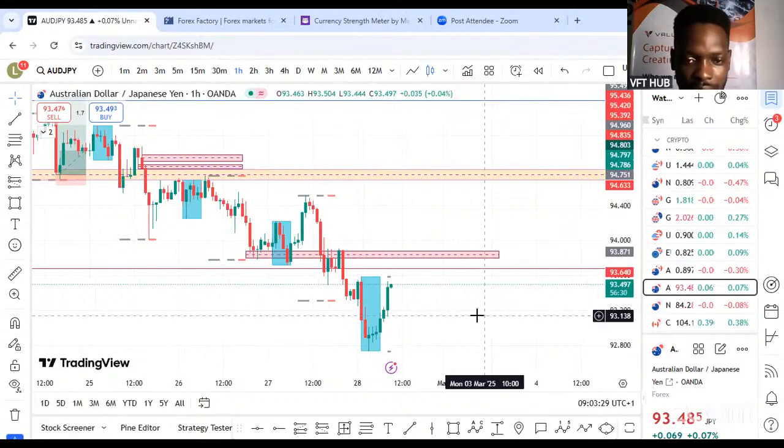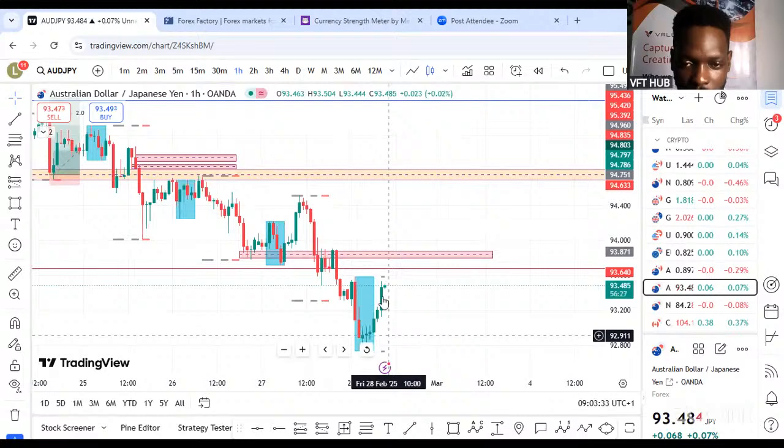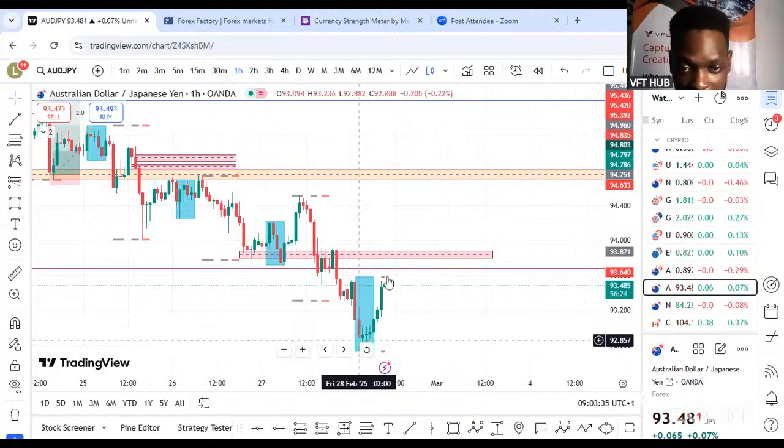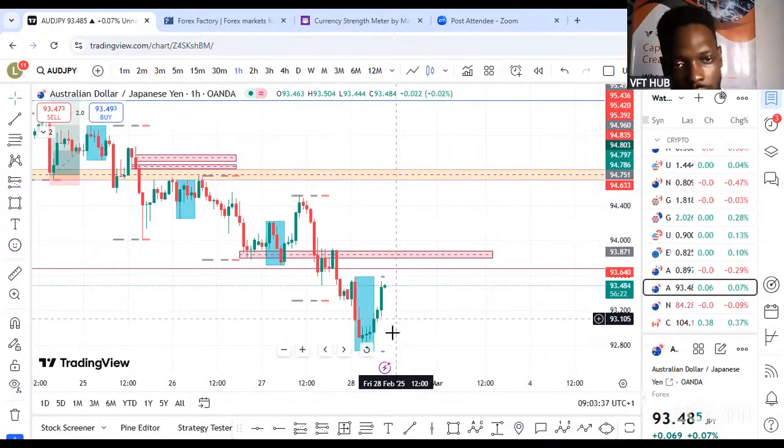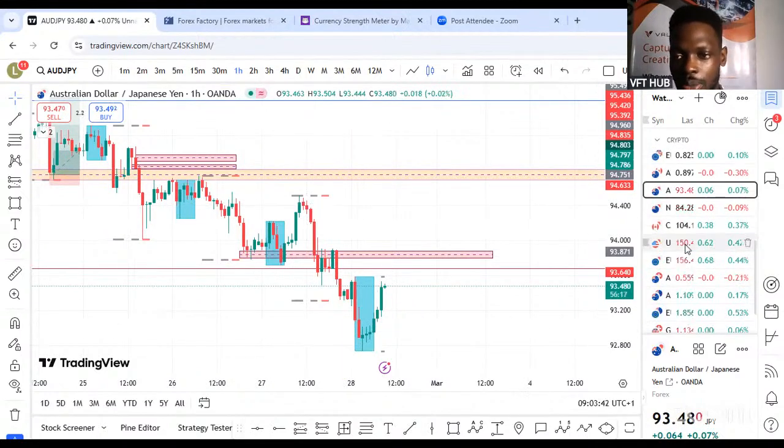All right. So that is what we are looking out for on AUD JPY. However, if you see a buy structure within this move that is forming currently, you may want to just follow it through to that level. Okay, so that is for AUD JPY.